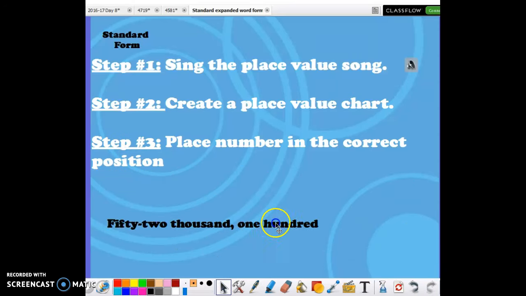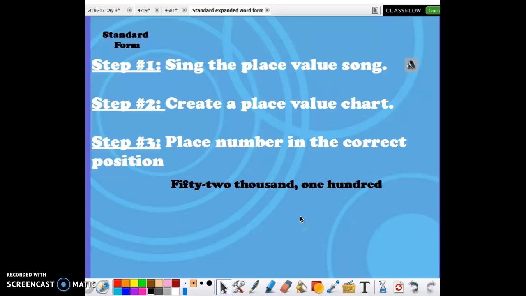Now you may not always get a number written in expanded form and asked for it in standard form. Sometimes you may be given the written word version of a number and you have to again write it in standard form. So once again, you sing the place value song and create your chart. Starts with ones, then the tens, then the hundreds, followed by thousands, 10,000s. When I stop, I look at the number, 52,100. I write 52,000 in the correct place value position, and then the 100 also, each individual number representing one place value in the chart to get 52,100.